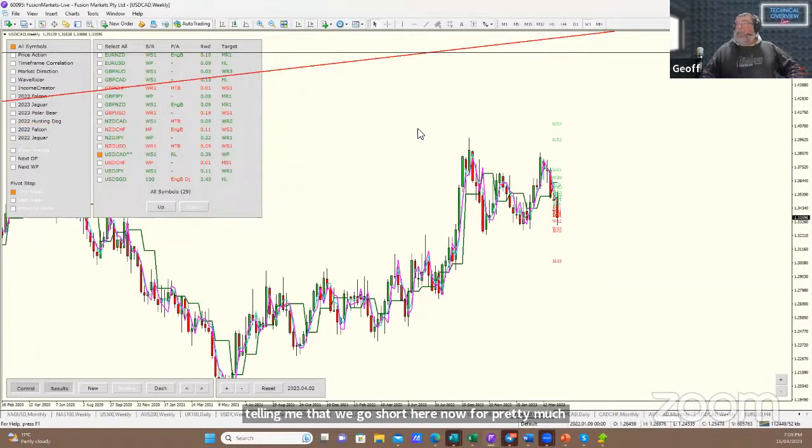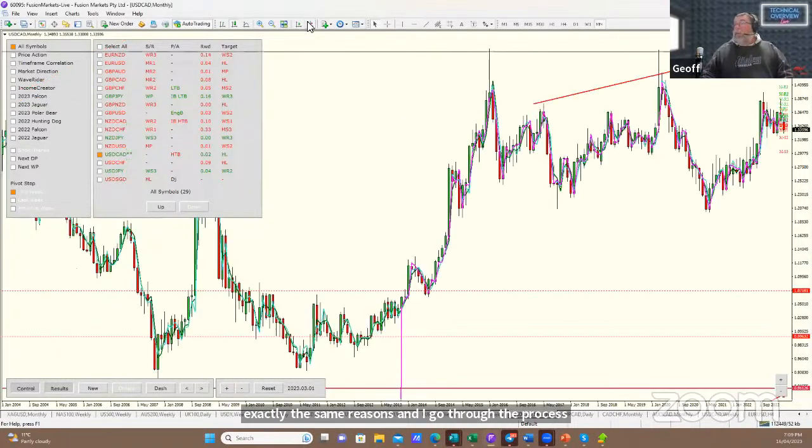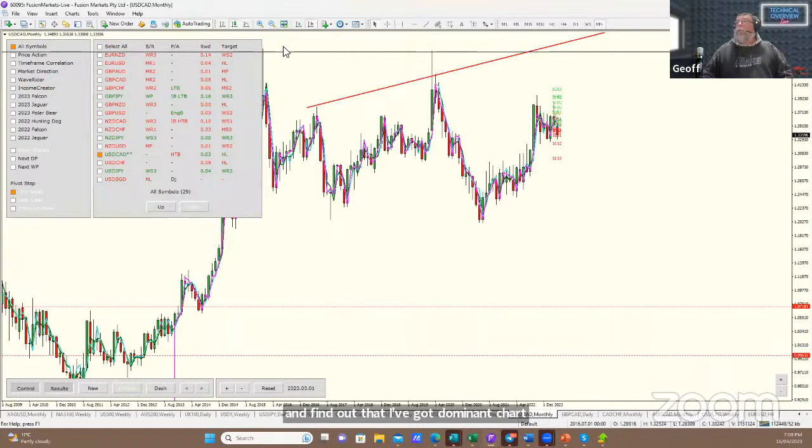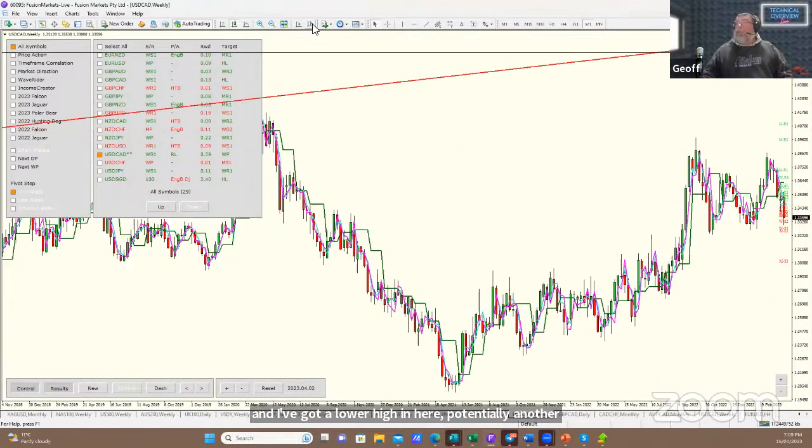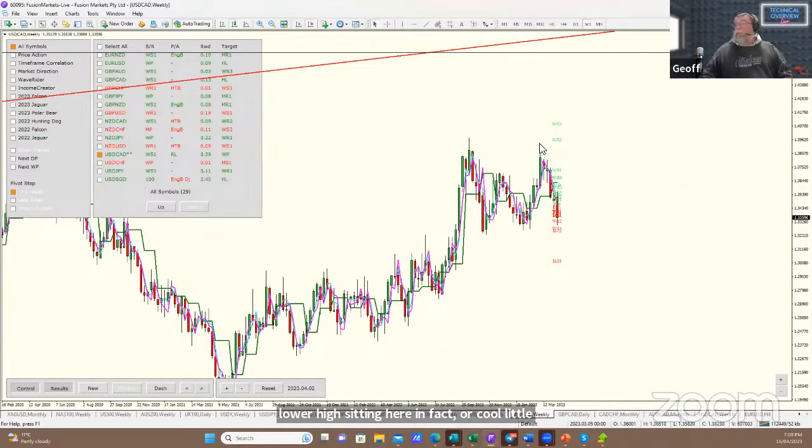And I go through the process and find out that I've got a dominant chart pattern. Have I do that? You bet I have. I've got a big double top sitting here, and I've got a lower high sitting here, potentially another lower high sitting here. In fact, I'd call that a lower high. So is that giving me a directional bias? You bet. I'm absolutely bearish on this.